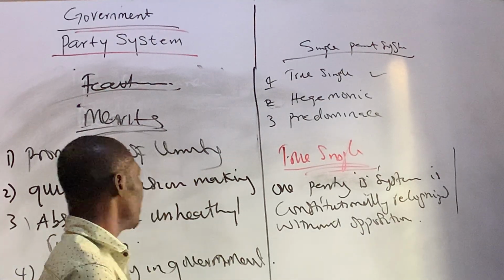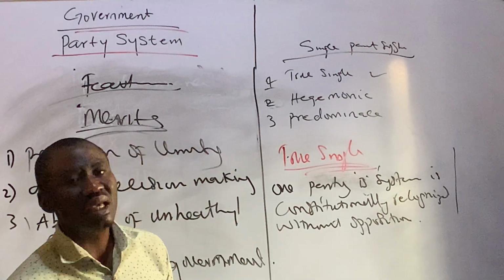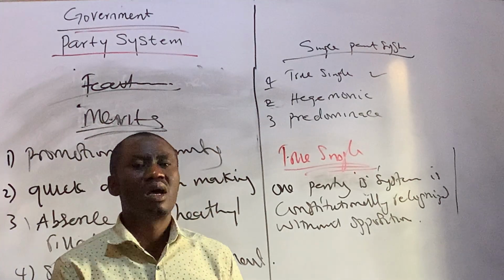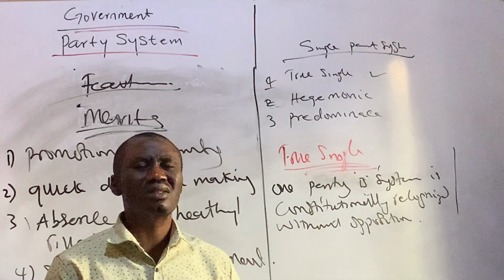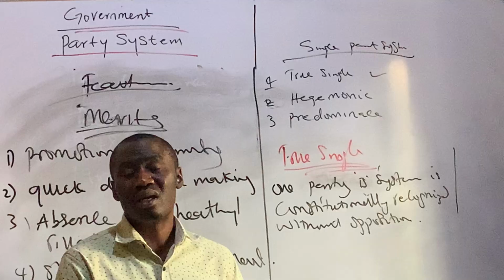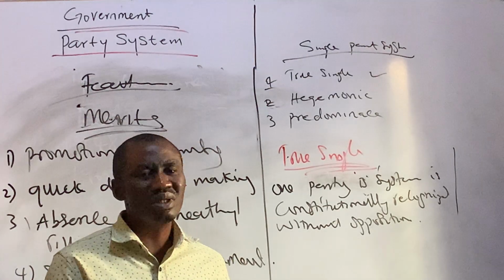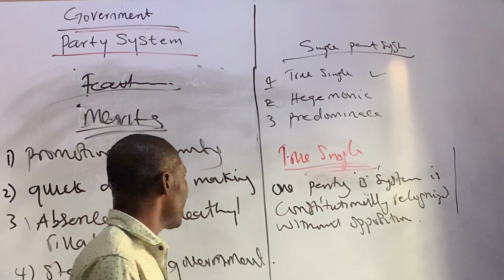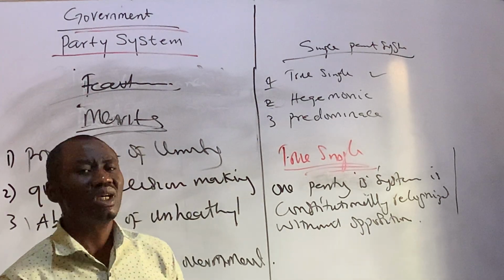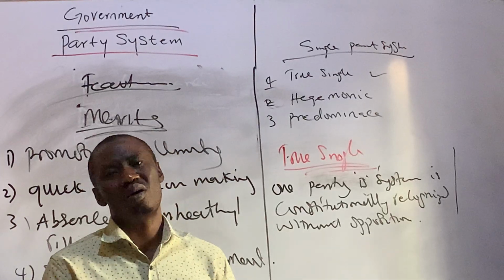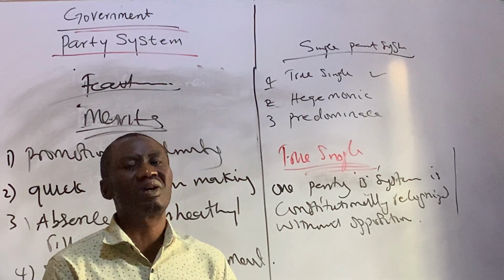All right. Now, we have quick decision making. Yes, there's quick decision making in a single party system. But if the decision is not going well with the people or with the citizens of the state, it will lead to chaos. There is absence of unhealthy rivalry, yes, but rivalry or opposition parties will make every party sit up and do the right thing.